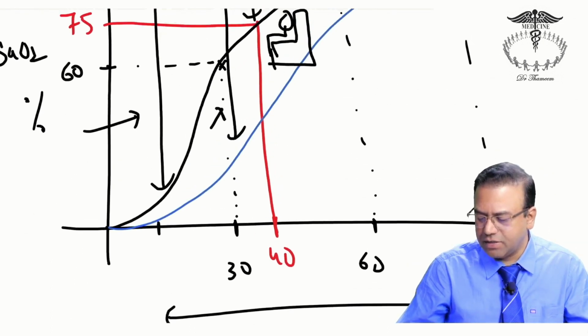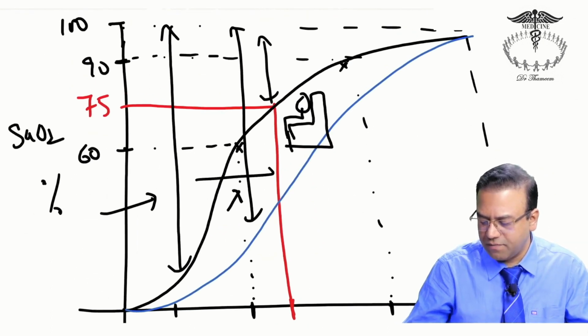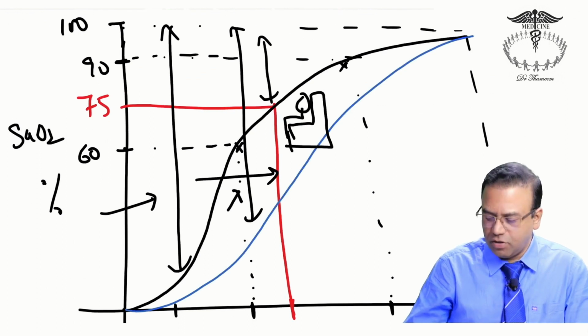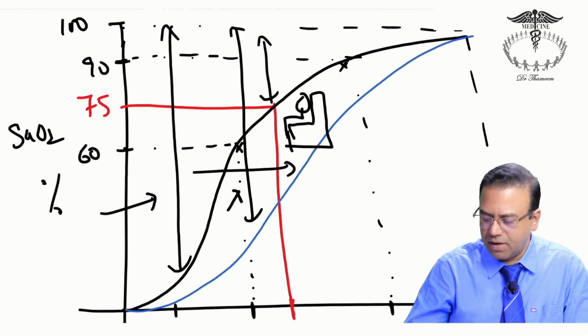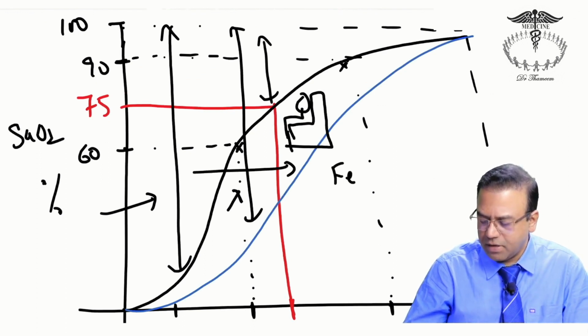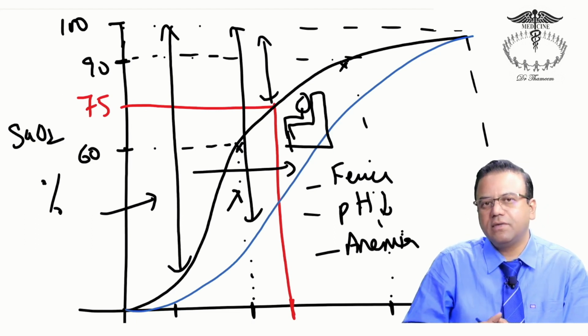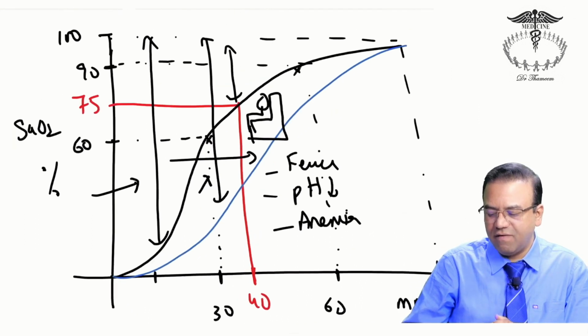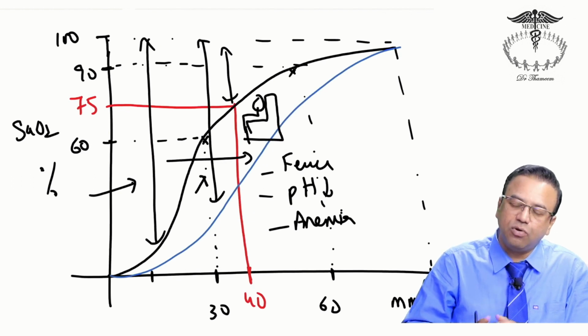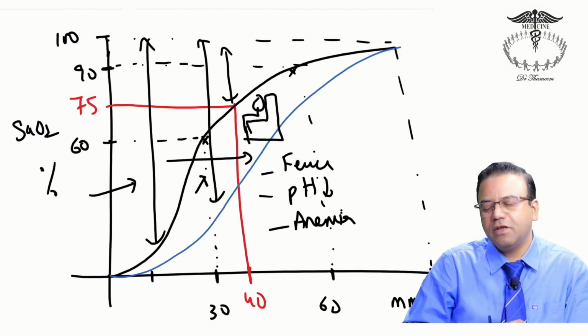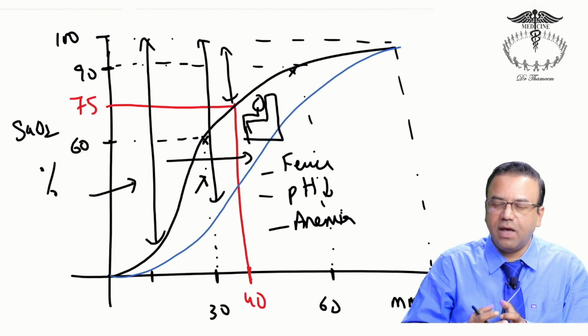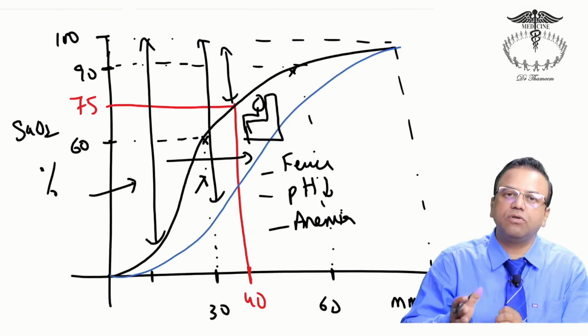So what are the conditions that cause right shift of the oxygen dissociation graph? The right shift of the oxygen dissociation graph is caused by fever, it is caused by acidosis, it is caused by anemia. Naturally, imagine if the hemoglobin percentage is less, the amount of hemoglobin available is that much only, and that has to do the best job it can. And imagine if only a few hemoglobin are there, let's say, and they are passing through without giving oxygen to the tissue.